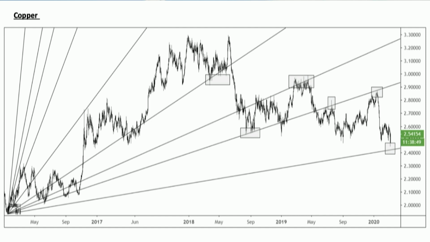So if, for example, you want to use that area of support, maybe your bias is bullish for copper, you would wait for the test of the line, wait for the candle to close back inside the fan lines, and then take the long position, not just take it as it touches the line.